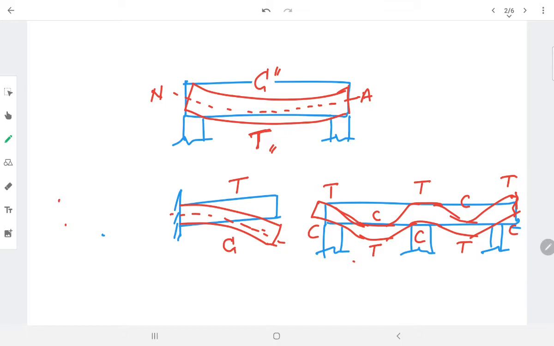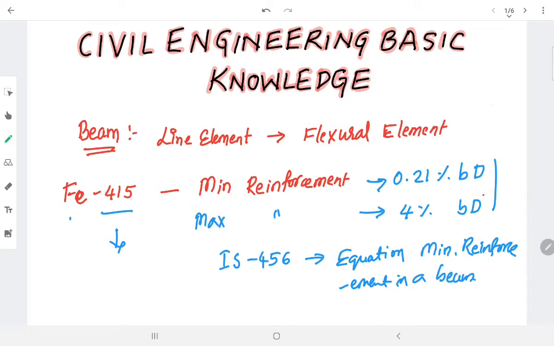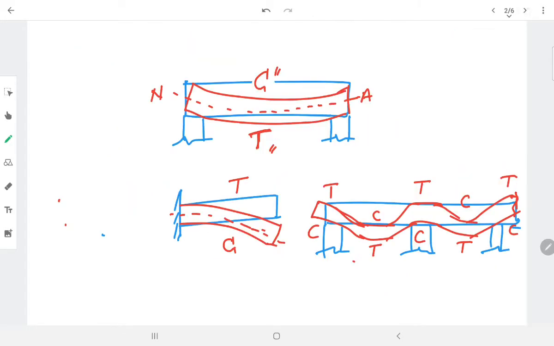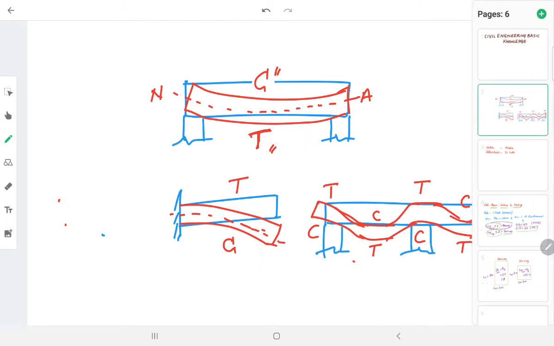This is all about the basics of the beam, and the minimum reinforcement is this much and the maximum reinforcement is this much. I have uploaded a video on how to design a beam on my channel. If you want, you can go and check.